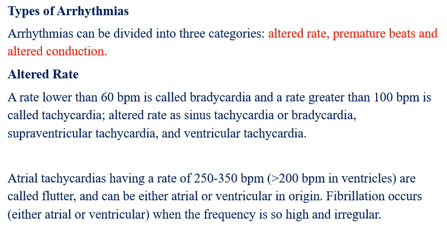Types of arrhythmias. Arrhythmias can be altered rate, premature beats, or altered conduction. Altered rate is either below 60, bradycardia, or above 100, tachycardia. Atrial tachycardias have a rate of 250 to 350. In the ventricle, rates of more than 200 are called flutter, which can be either atrial or ventricular. Fibrillation occurs, either atrial or ventricular, when the frequency is so high and irregular.